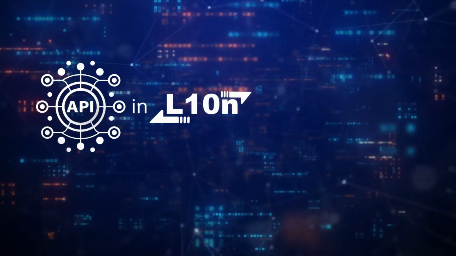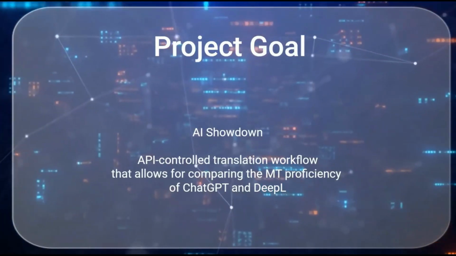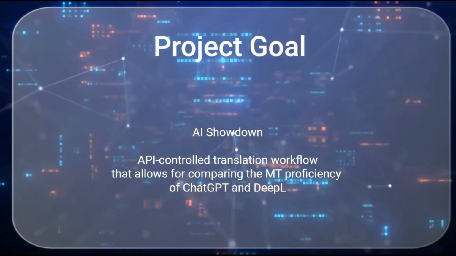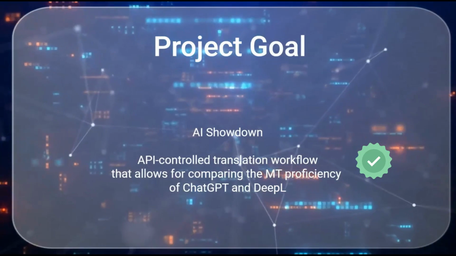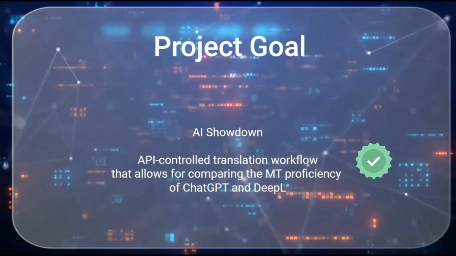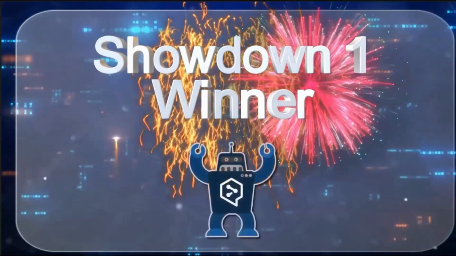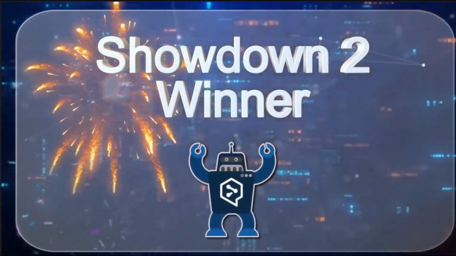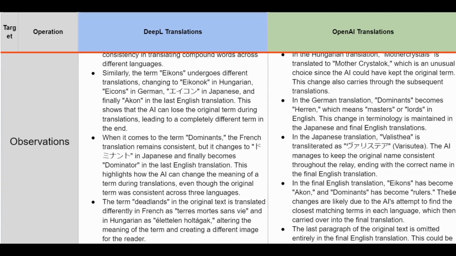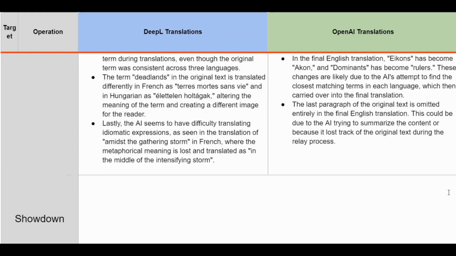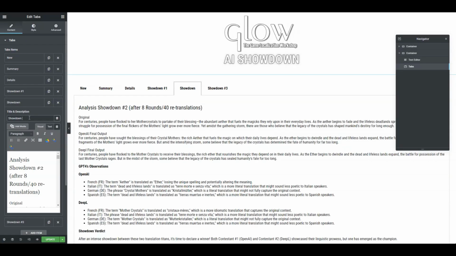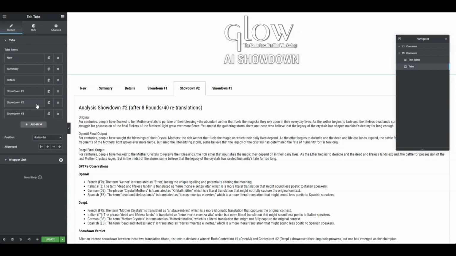The API project is complete anyways, though. After 3 test runs, we have confirmed that our API control translation workflow meets the project goal and allows for comparing the MT proficiency of ChatGPT and DeepL. And while the results of the performance comparison might be debatable, they do offer some fascinating insights on the machine's decision-making process while translating.